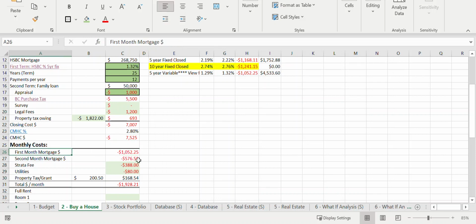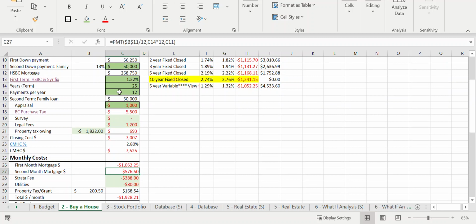Now we repeat the process for the second mortgage. Think of the second mortgage as the mortgage that you're paying back to family or friends, or maybe the bank, if you had to get a second mortgage from the bank or from some other person. We want to basically go through the same process.